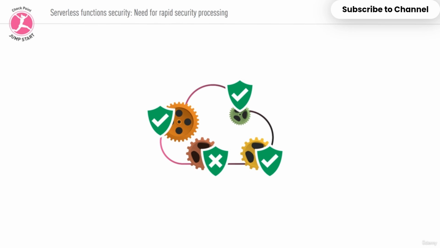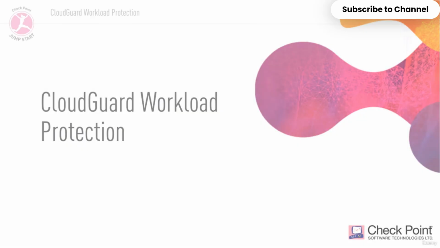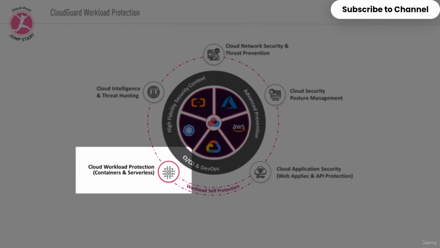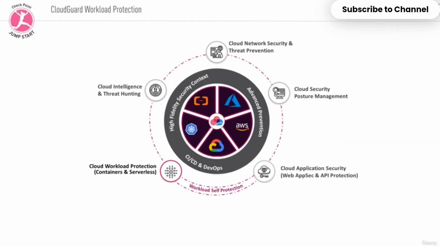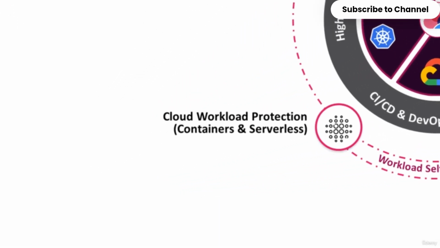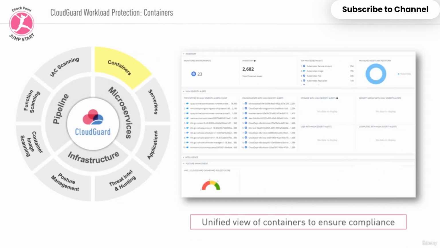In the face of all these workload protection challenges, we have CloudGuard on our side. CloudGuard Workload Protection, which is part of the CloudGuard native security platform, provides a unified view of container assets across all cloud environments to ensure configurations are in compliance with known baselines such as CIS, Kubernetes Security Benchmarks, or NIST 800-190.